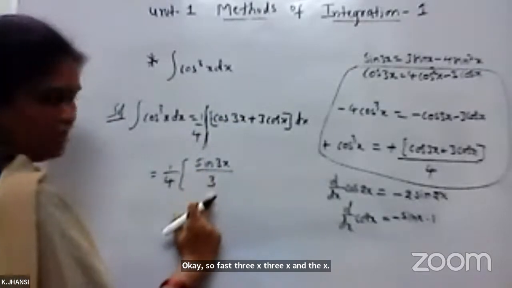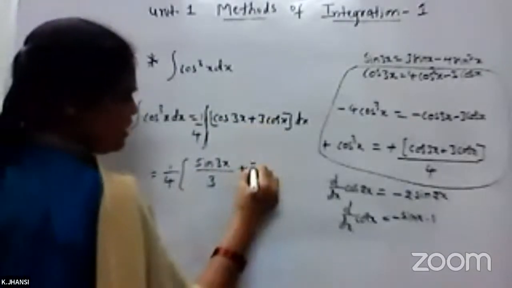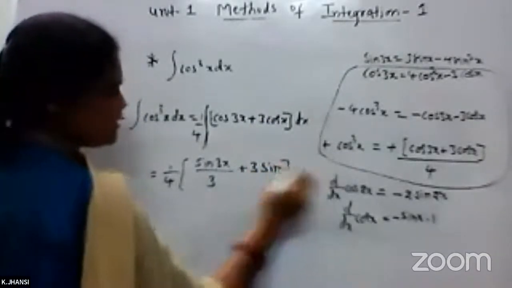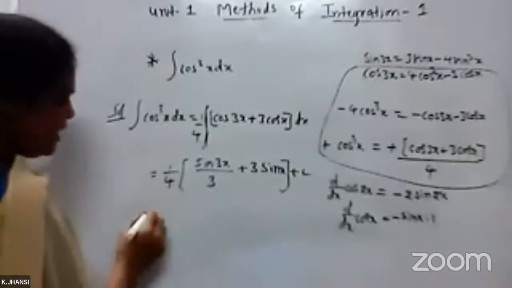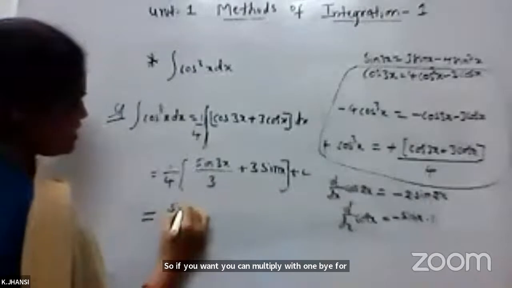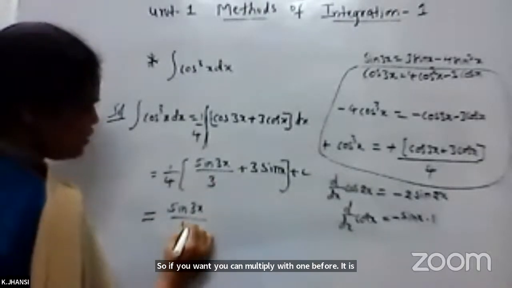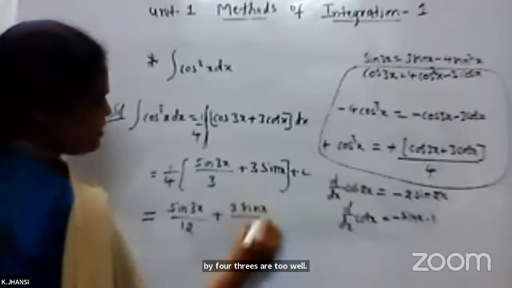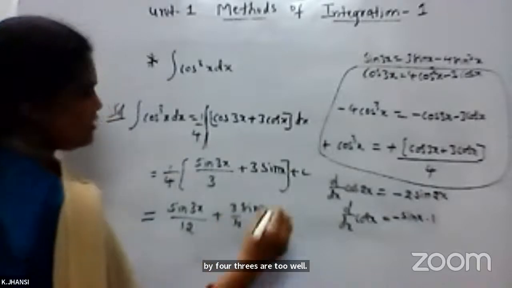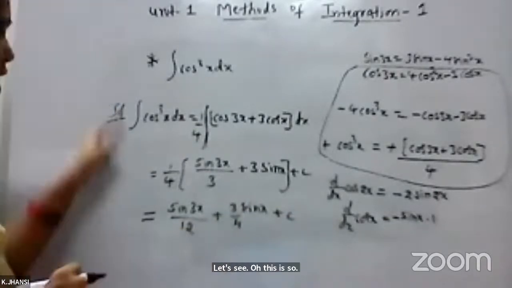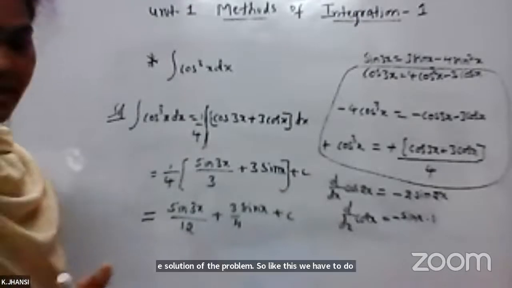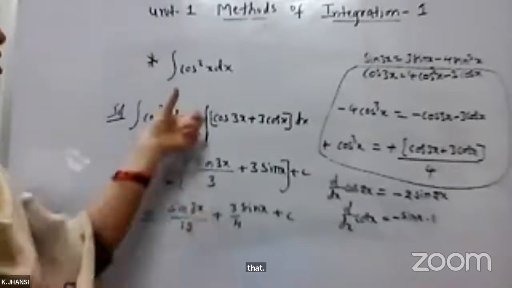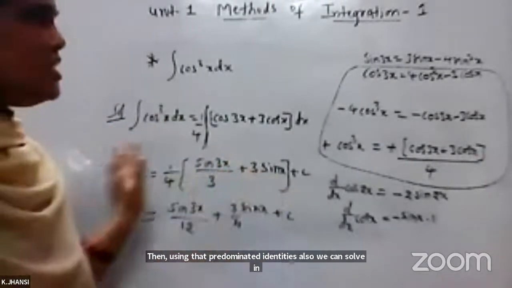So cos 3x gives sin 3x, and the differentiation of 3x is 3, so divided by 3. Plus, keep 3 as a constant, and the integration of cos x is sin x. If you want, you can multiply with 1/4. It is sin 3x by 4 times 3, which is 12, plus 3 by 4 sin x plus c. So this is the solution of the problem. Like this, using trigonometric identities, we can solve the integration of the given functions. This is one example.